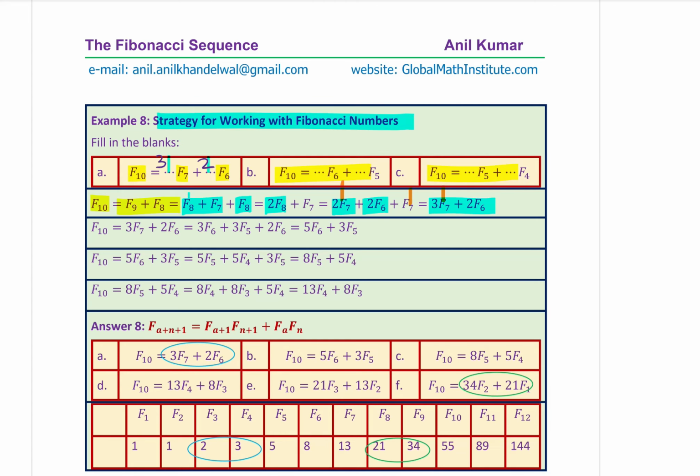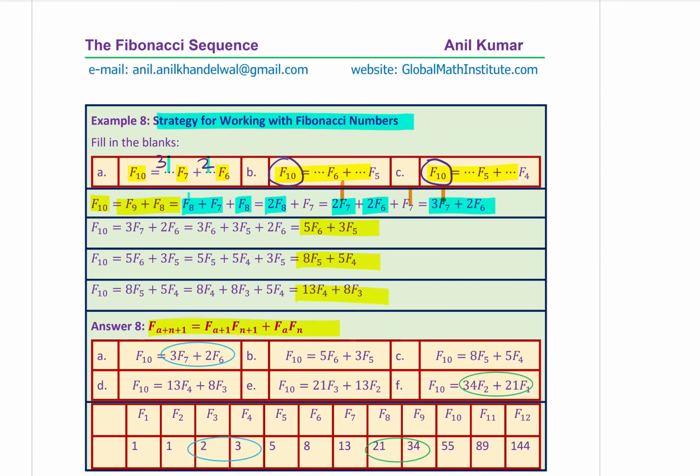So you can continue this operation from here onwards and get further simplifications. So you are in a position to write f10 in many different ways. So when you continue, you come to the result that f10 could be 5 times f6 plus f3, 8 times f5, 5 times f4, or 13 times f4 plus 8 f3. Now here is a very interesting result. You can compare these numbers and see how you can make a general formula.